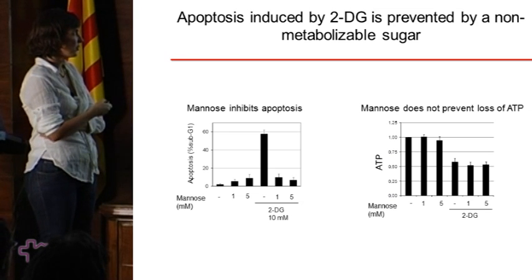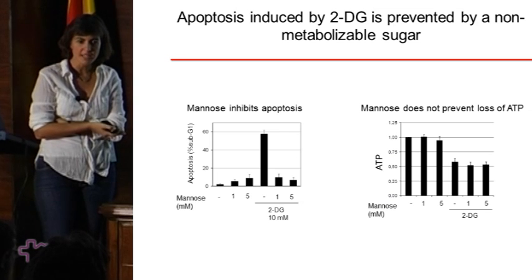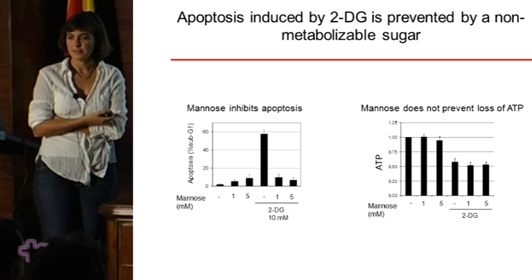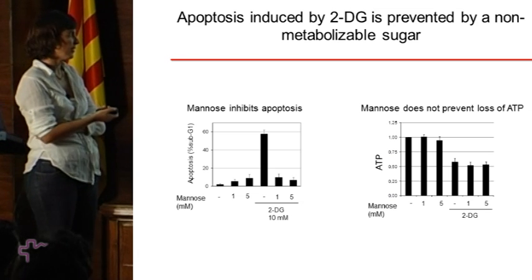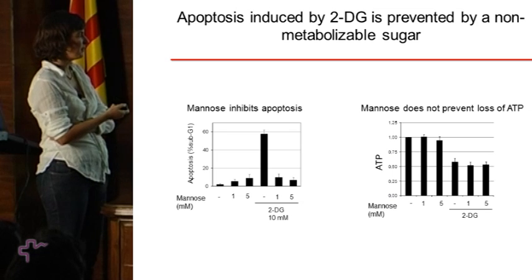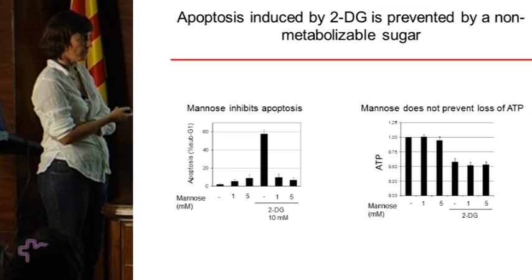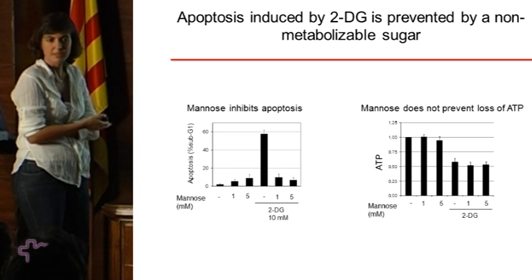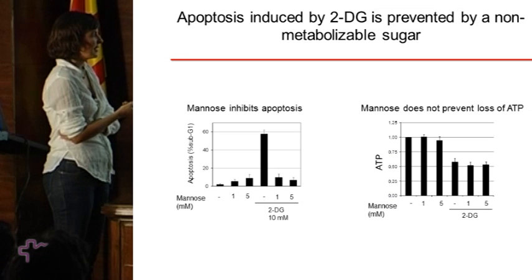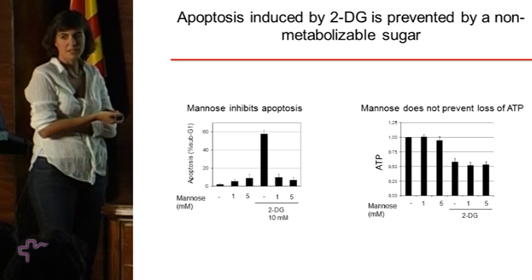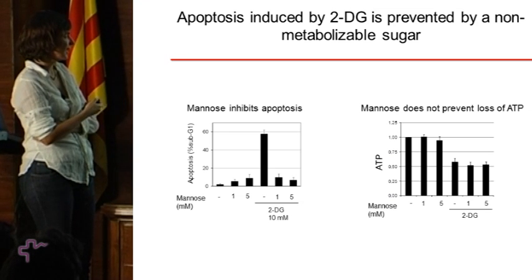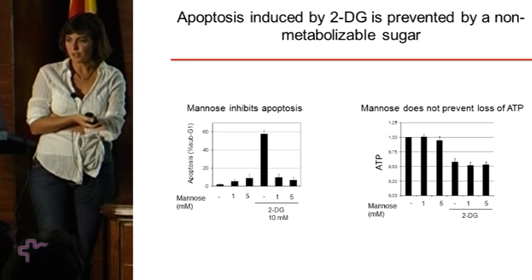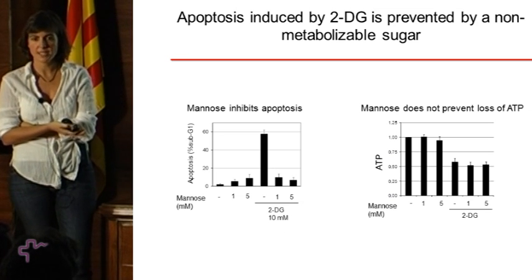But to make sure that mannose was not preventing 2-deoxyglucose uptake or was not being metabolized by some strange pathway, there's not really a lot of information about metabolism of mannose in human cells, we added mannose and looked at the loss of ATP induced by 2-deoxyglucose. 2-deoxyglucose promotes a loss of ATP, of course, since it inhibits respiration in the end. And the presence of mannose did not alter the loss of ATP, did not rescue it. This is telling us that it's glycosylation and not the other metabolic effects of 2-deoxyglucose that is killing the cell.